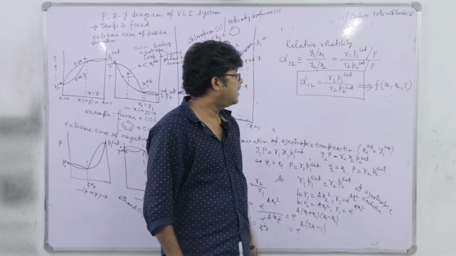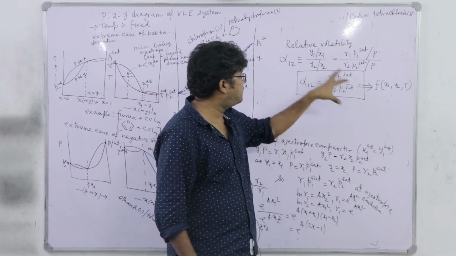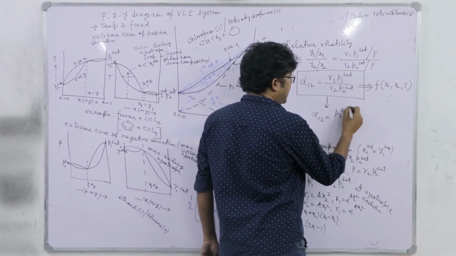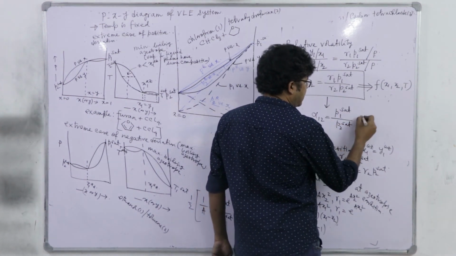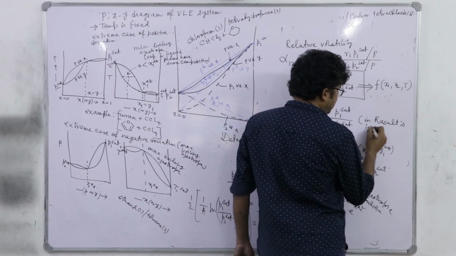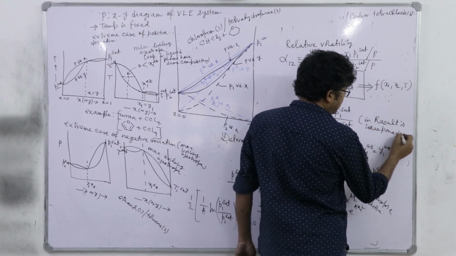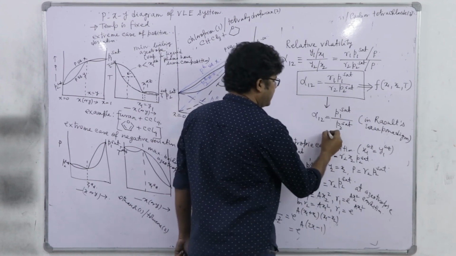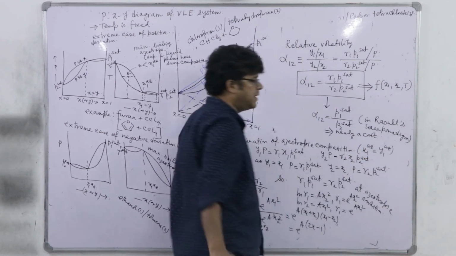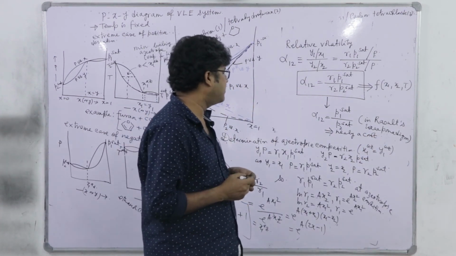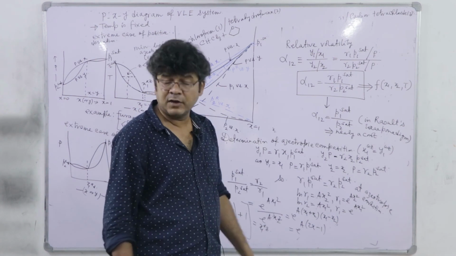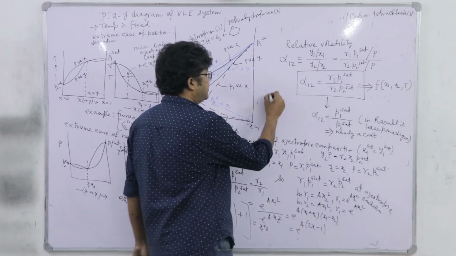If I follow the Raoult's law paradigm, this is simply P1 sat by P2 sat in Raoult's law. So in the Raoult's law paradigm, this is nearly a constant. It is independent of temperature and there is no composition term. However, here the composition will be present, and based on the change of gamma, that is the non-ideality, we can have different types of this y versus x plot.